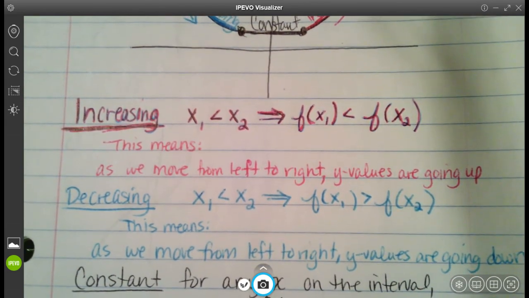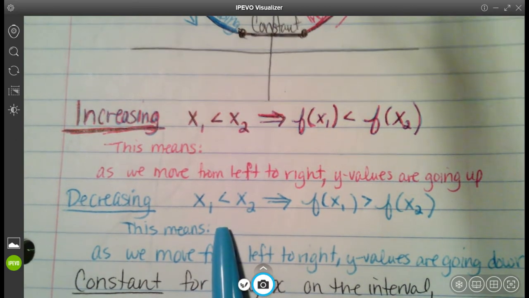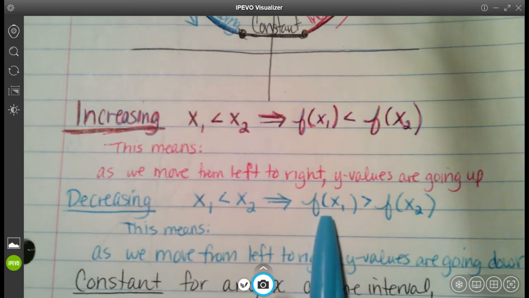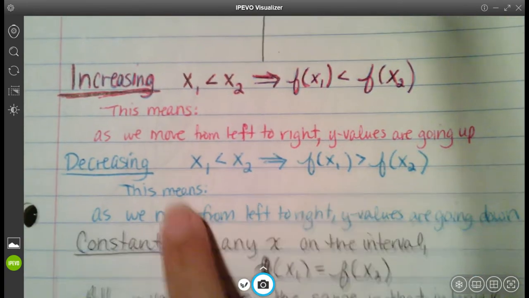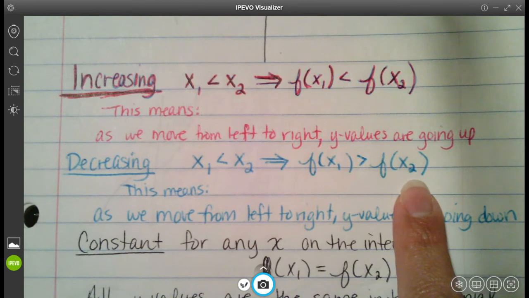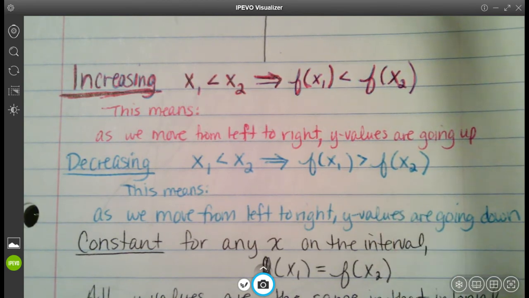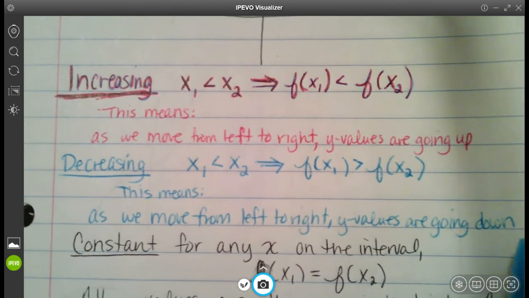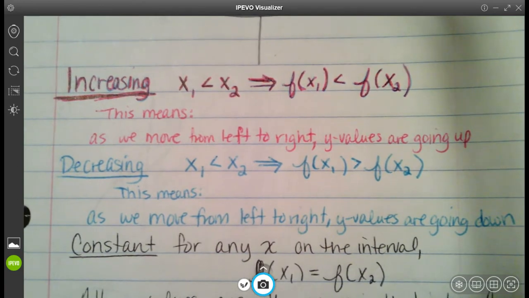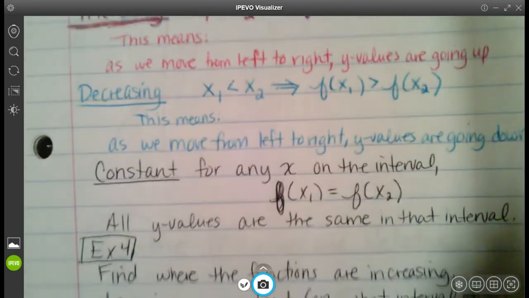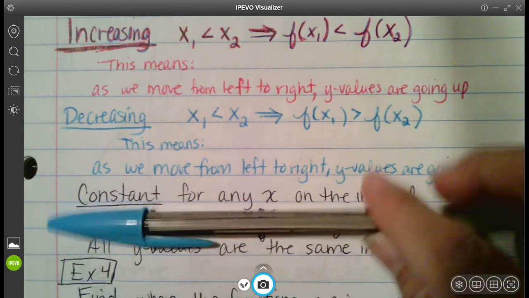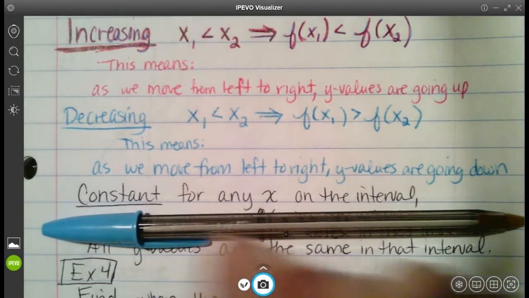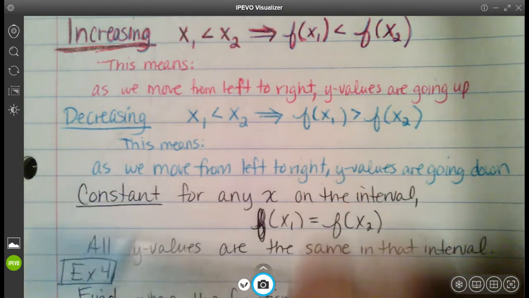Decreasing is the opposite. So if we're going from left to right, our y values are going down. So that means that the first y value for this x is bigger than the next one because the values are getting smaller, which means that the graph is decreasing. And finally, constant we have for any x on the interval, the y's are the same because the line is just straight across. So my y's are going to be the same no matter what. Let's look at an example and see how this works.